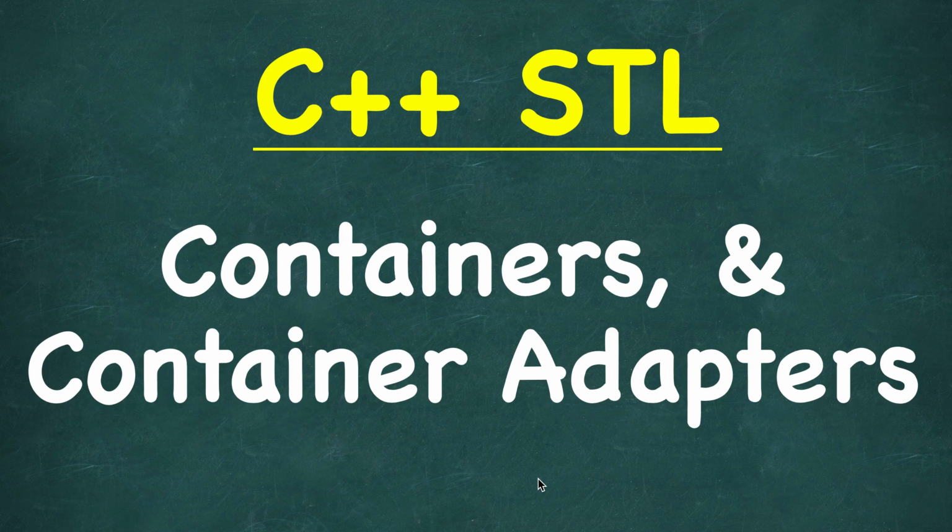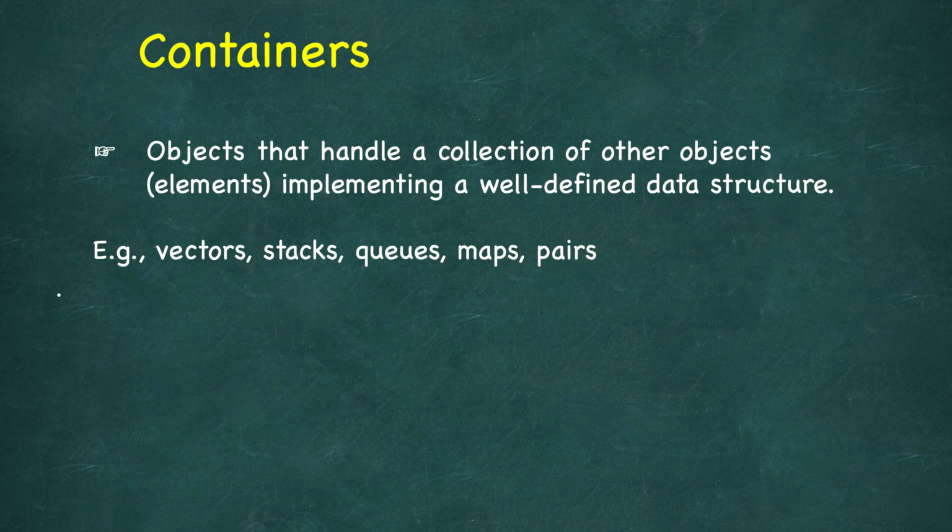In this lesson, we will study about containers and container adapters in C++ STL. So let's see what are containers. Containers are objects that handle a collection of other objects or elements, and these implement a well-defined data structure. And you must be familiar with some of these. These are pretty popular containers like vectors, stacks, queues, and so on. And it's very difficult to write an effective code without the use of some of these containers.